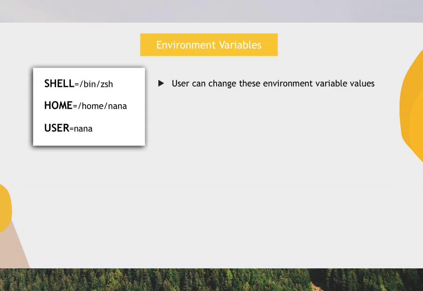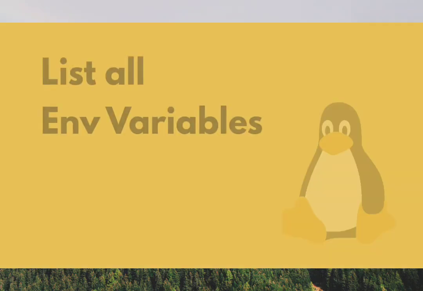So as you see, a user can change these environment variable values. So they are set by the operating system, but you can change them. That's why we call them variables. They have dynamic values that can be changed. So let's see how you can access these variables in your system.